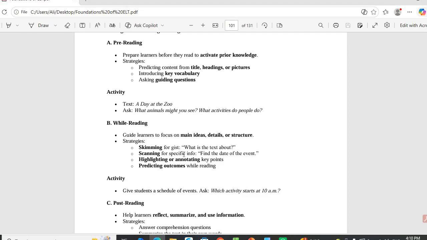Strategy 2, while reading. Guide learners to focus on main ideas, details, or structure. You can use skimming, scanning, highlighting, or annotating key points and then predicting outcomes. You do this during the activity. Give students a schedule of events. Ask which activity starts at 9 a.m., and then they start answering.